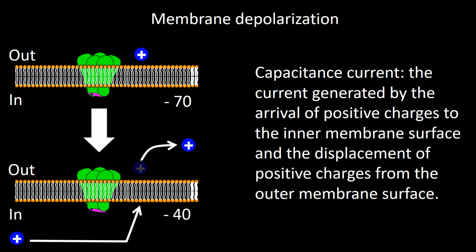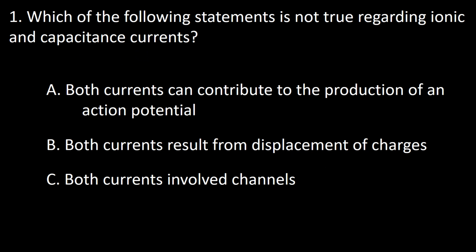Hence, capacitance current can be defined as the current generated by the arrival of positive charges to the inner membrane surface and the displacement of positive charges from the outer membrane surface. So the answer to this question is C.